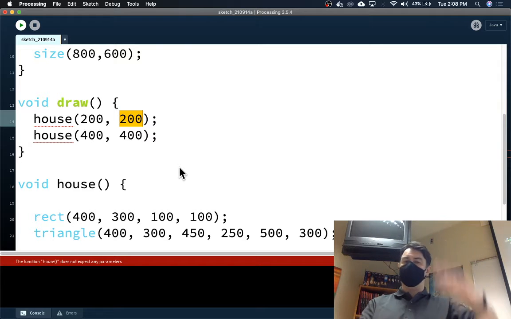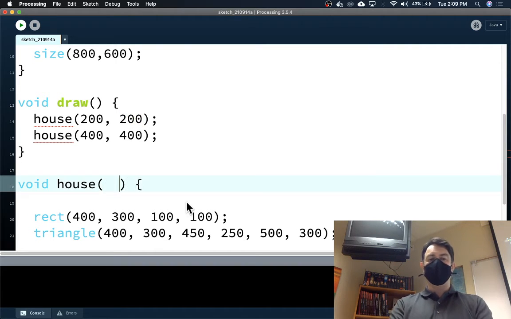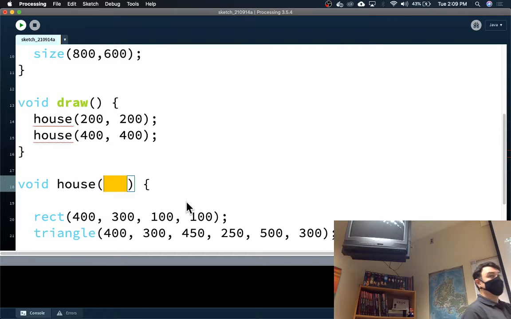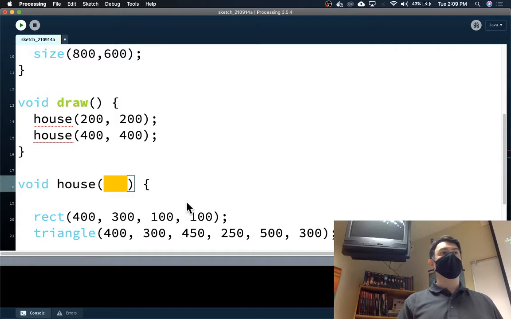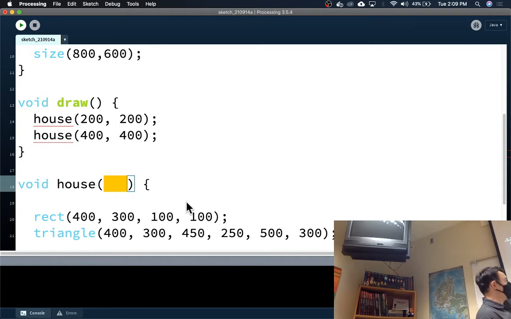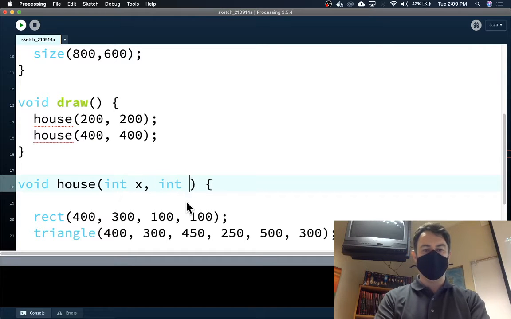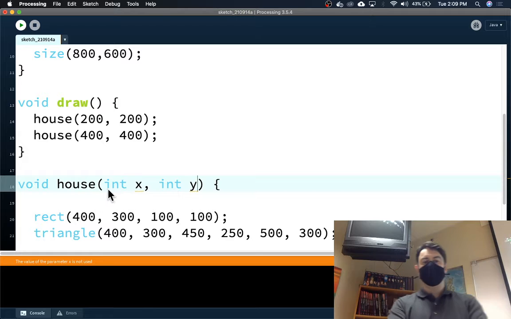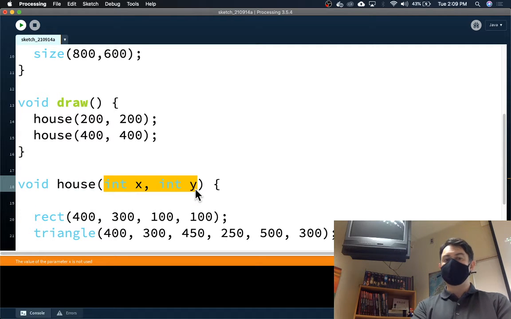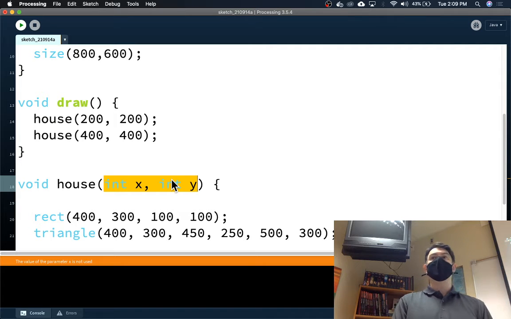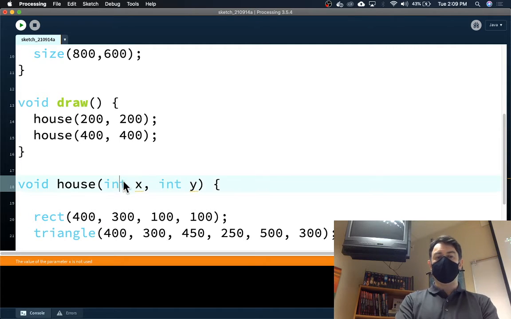Parameters and arguments are sort of like two sides of the same coin. They go right here in my function definition. This is where I would put parameters. Parameters are just variables that give a name to what these arguments are. For example, I could say int x, int y. This means that my house function accepts two arguments, and they're going to be accepted by these parameters. The first one's going to go into this parameter. The second one's going to go into this parameter.